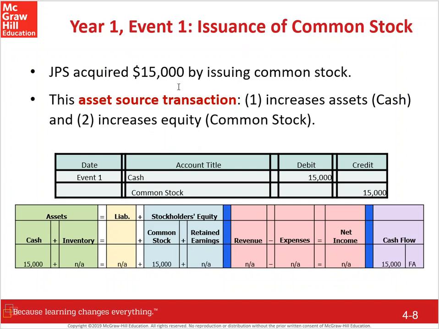Hopefully you're comfortable with this transaction now. We've been doing it since the beginning of chapter one. So we're debiting cash, making cash go up, and crediting common stock, making common stock go up. So both sides of the accounting equation are increasing, and our cash flow type is FA, financing activity.